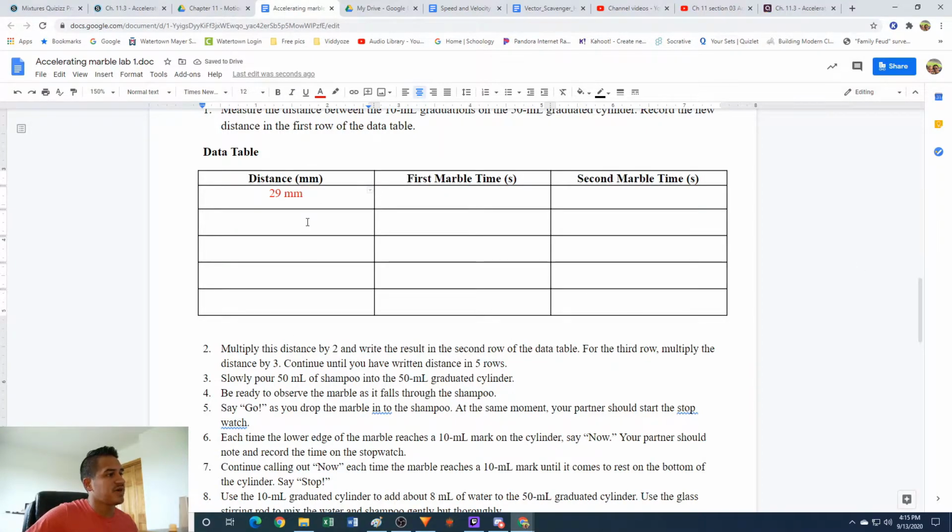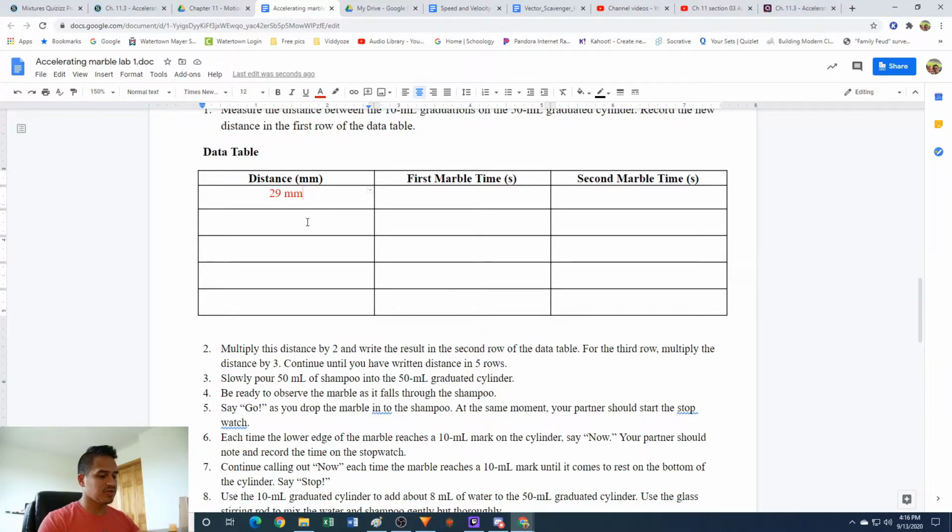step 2 says multiply this distance by 2 and write the result in the second row of the data table. For the third row, multiply the distance by 3. Continue until you have written distance in 5 rows. So basically what we're doing is writing down the distance that the marble is going to travel through the whole graduated cylinder.